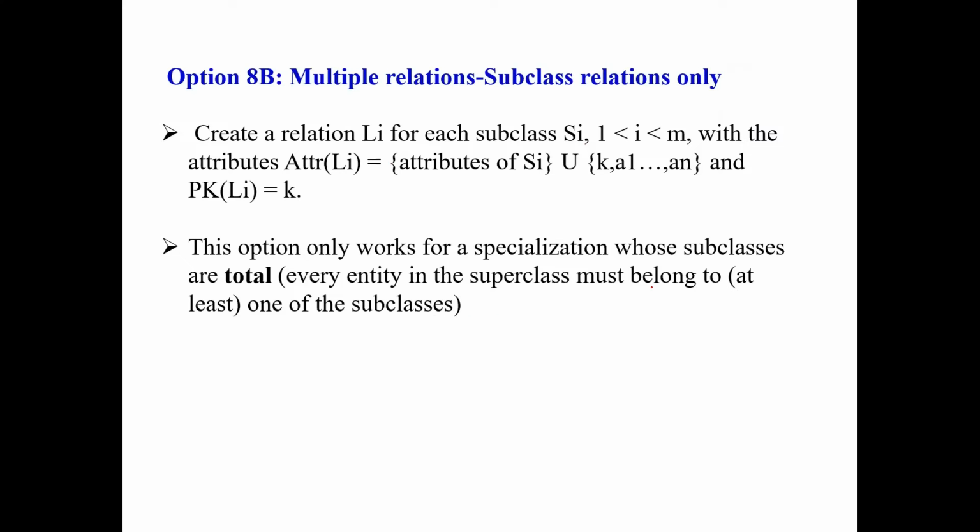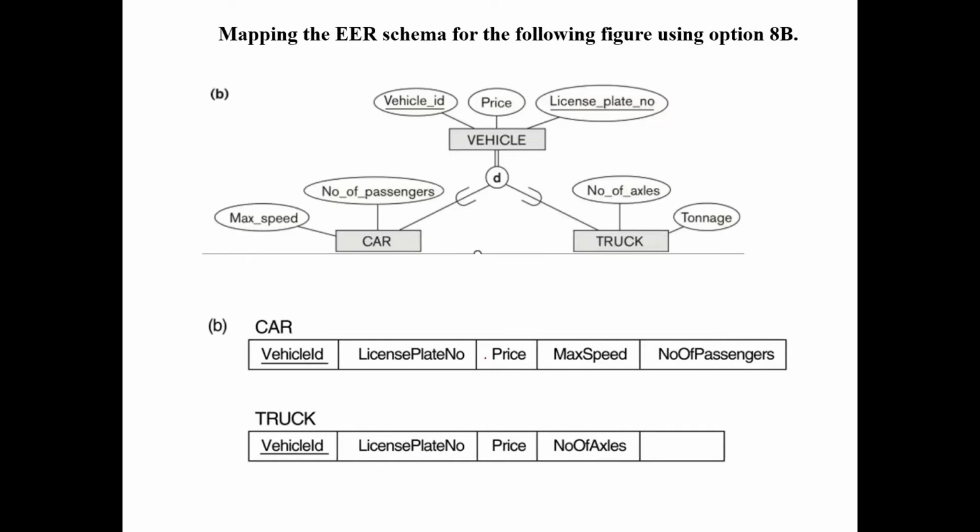Next, option 8B. Option 8B is saying that instead of creating relations for both superclass and subclasses, we can create them only for the subclasses, instead of creating a relation schema for the superclass. Okay, let's take one example. In the previous slide, we studied one specialization generalization example. In that, vehicle is a superclass and car and truck are the subclasses.